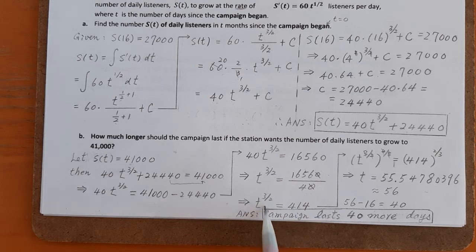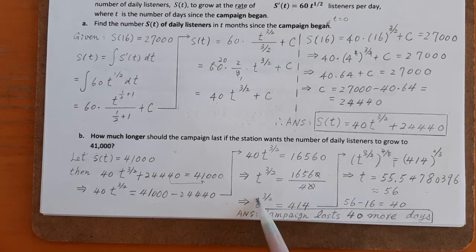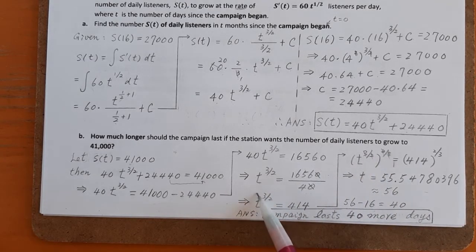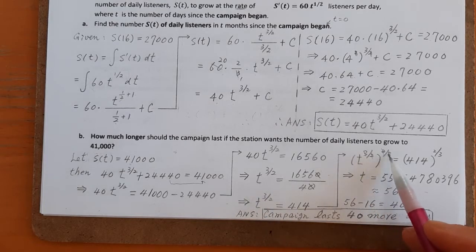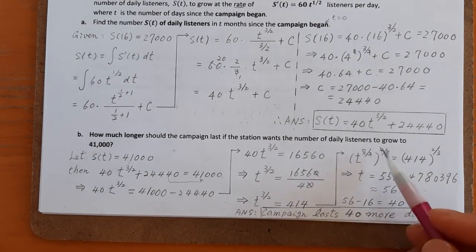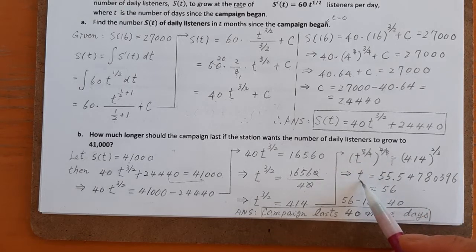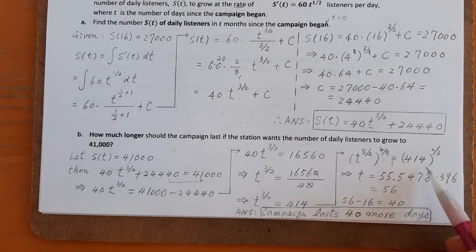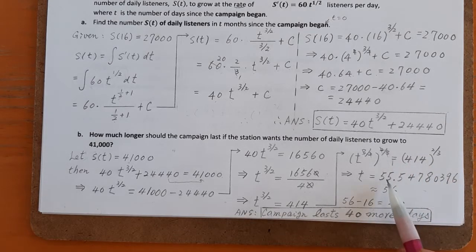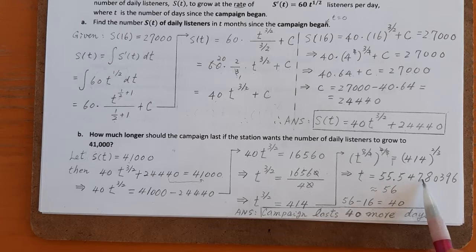Solve for T. On both sides take the power 2 over 3, since the reciprocal of 3 over 2 is 2 over 3. Left side to the power 2 over 3, right side to the power 2 over 3. The left side cancels, since 3 over 2 times its reciprocal 2 over 3 equals 1. So T equals 414 to the power 2 over 3. Use a calculator and get 55.54.